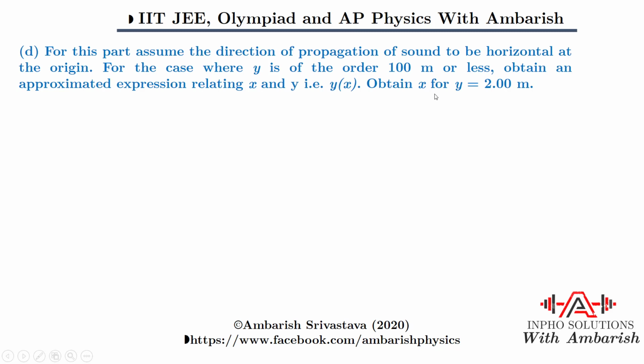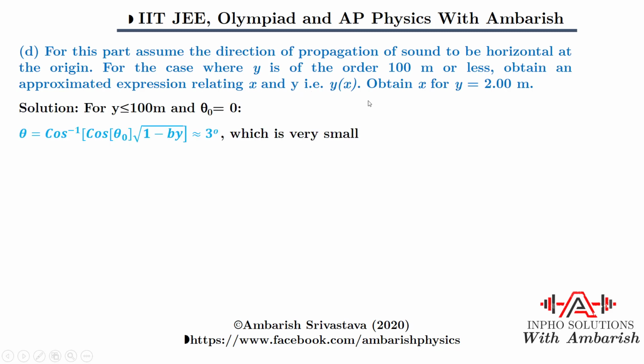Now we have to find an approximate relation between x and y. You know that x was some complicated function of theta and y was some complicated function of theta, but we'll see how under approximations we can find out an explicit relation between x and y. So let's see how we can go about doing this.